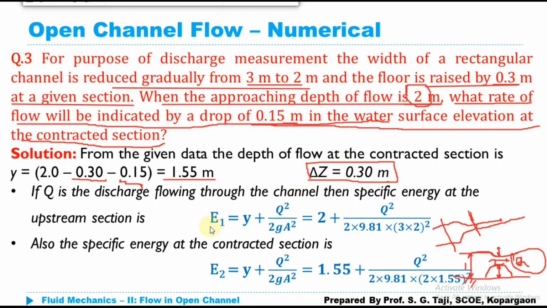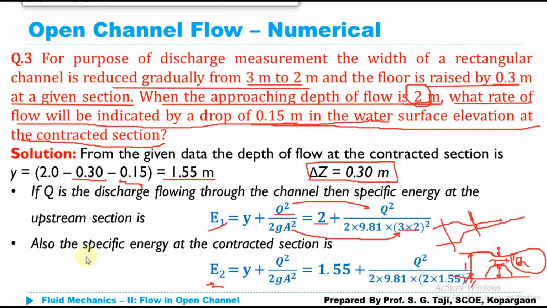So simply we are going to compute E1 and E2, and put them in the equation of delta z. E1 is equal to y plus q square upon 2g a square. At section 1 there was no change in depth, so it will remain y. Q we don't know, we are just going to keep it as unknown, q square. Next, g is 9.81, and area of flow at section 1 is given by the width of the channel, 3 meter, multiplied by the depth of flow, 2 meter. So here it is 3 multiplied by 2 whole square.